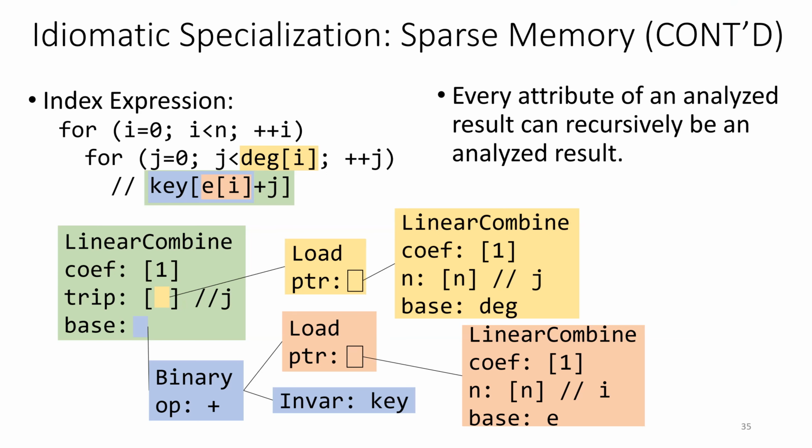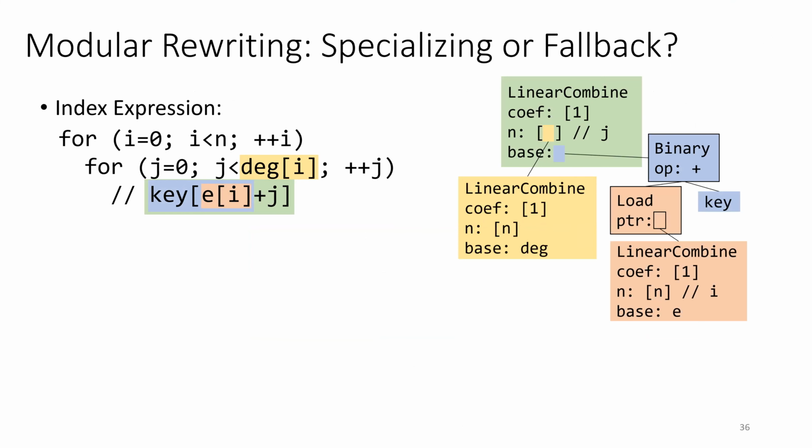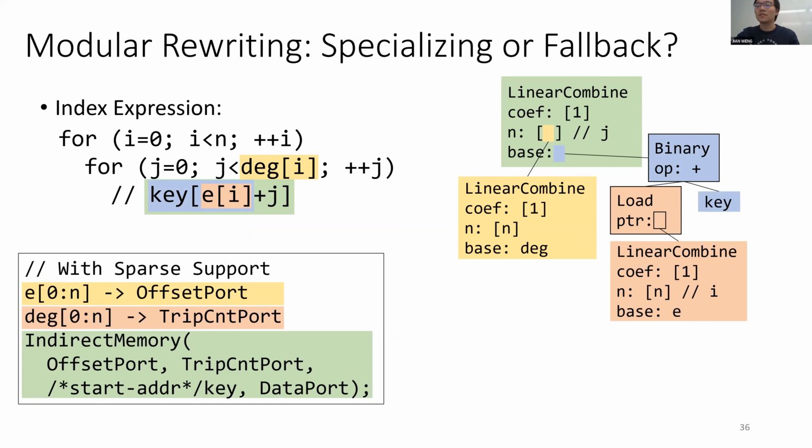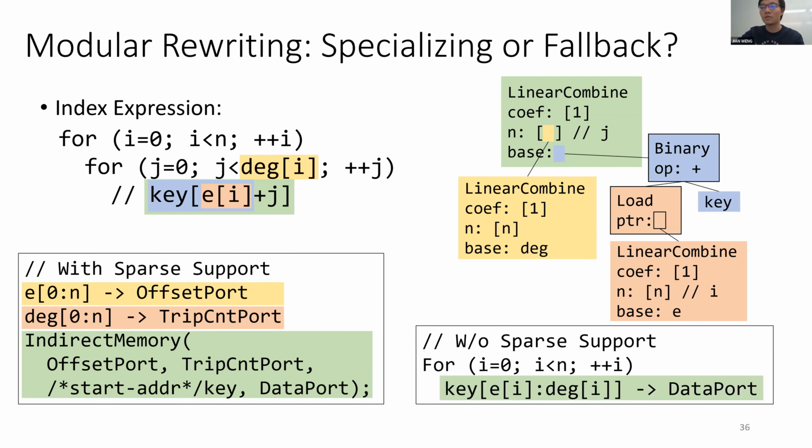So we're done with the analysis. And here we come to the code generation. We look at the binary addition, where the key is the offset, the starting address. If the sparse address generator is supported, we just generate the code that utilizes that unit. But if it's not available, we need to fall back to the dense memory access generator. So the outer loop is still kept, and inside this loop, it repeatedly generates a dense stream to the destination port.